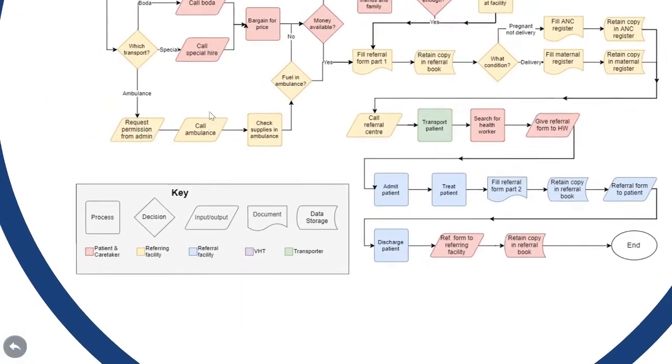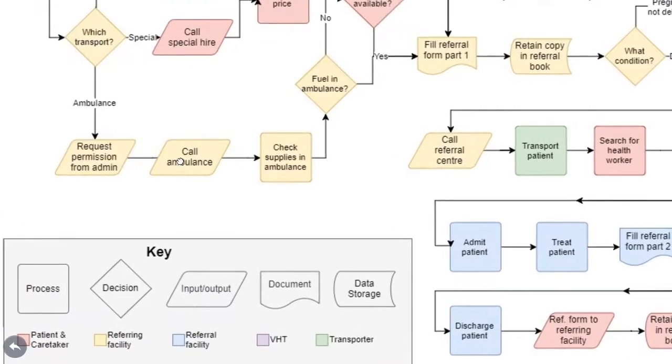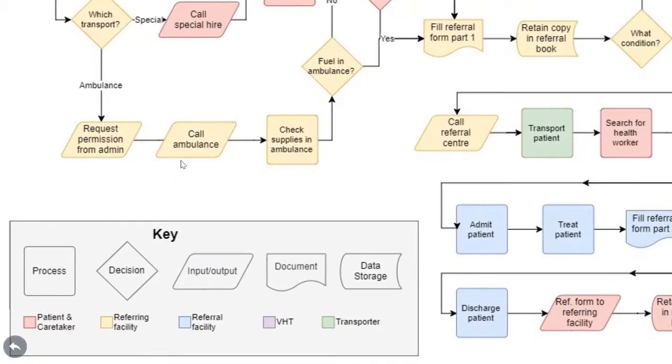And just to go back a little bit, in the case of an ambulance, when an ambulance was required, the first step would be to request permission from the admin. And this process varied widely because of the various types of ambulances. There were ambulances that belonged to and were administered by the facility. There were some that were owned and operated by a member of parliament. And there were some previously that were administered by IDI.